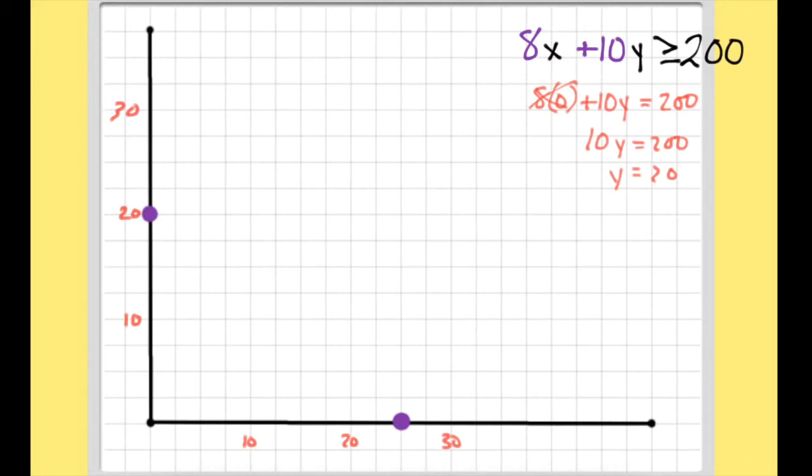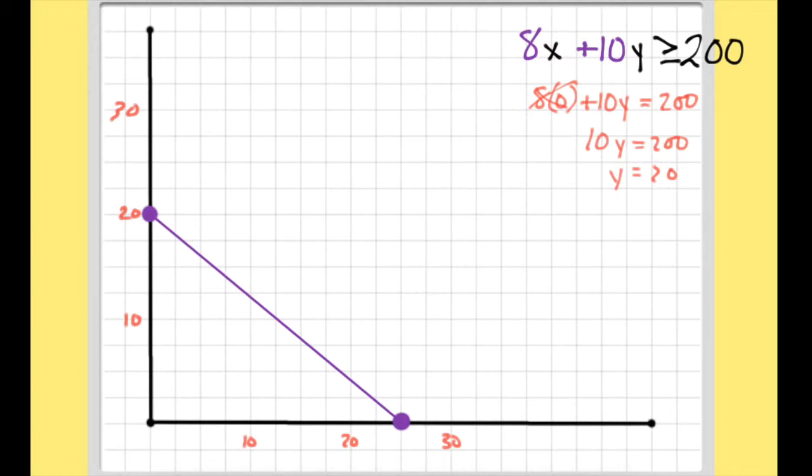And our line is what we get when we connect those 2 points. And we can use a solid line because we have greater than or equal to. And we don't need to go into the negative areas because we can't work for a negative amount of hours. So the question is, do I want points above or below that?